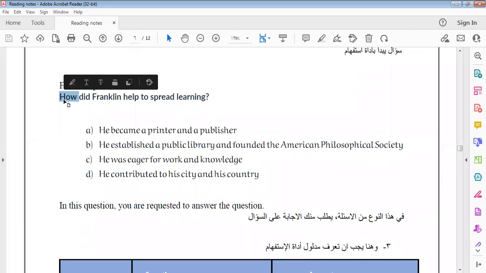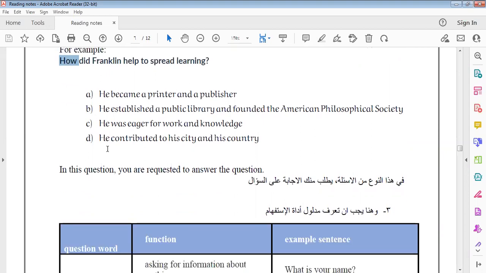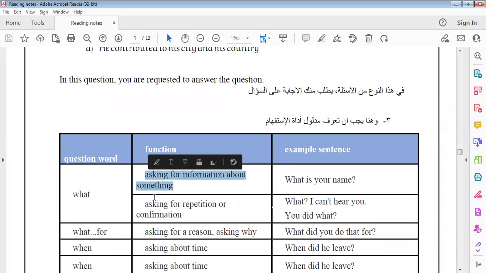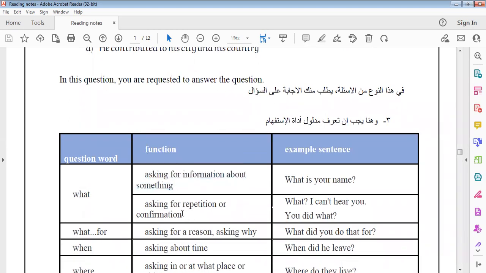When I ask using how, I ask about the method. How, كيف. What do I use it to ask about? I use it for asking for information about something or asking for repetition. I am asking you to repeat or confirm something.